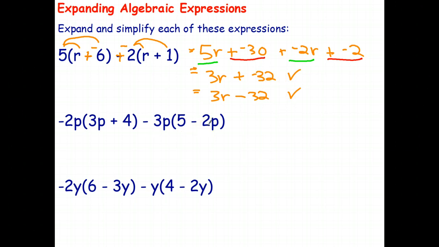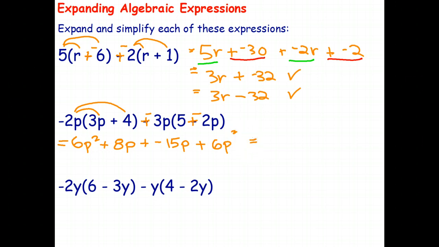Okay, looking at the next expression. So once again, I changed that to plus a negative, change that to plus a negative. I think I'll have to write it underneath to make it fit. So we expand the first set of brackets. Negative 2 times 3 is 6. P times P is P squared. Negative 2 times 4 is 8 times P, plus negative 3P times 5 is negative 15P, and plus negative 3P times negative 2P. Well, negative 3 times negative 2 is positive 6. P times P is P squared.